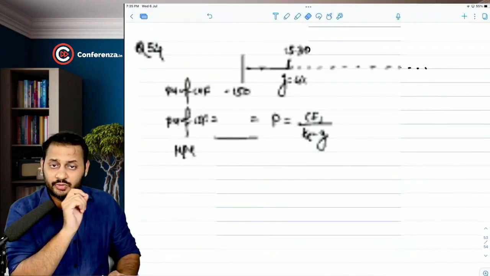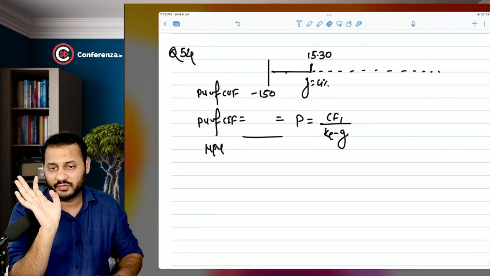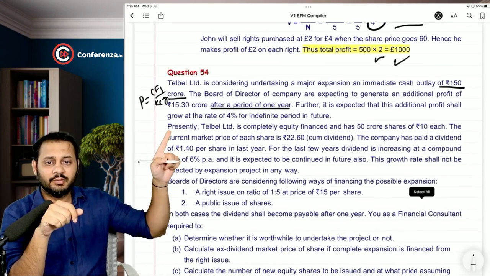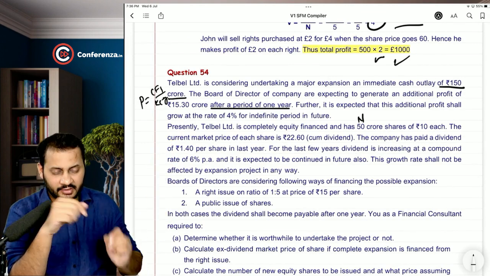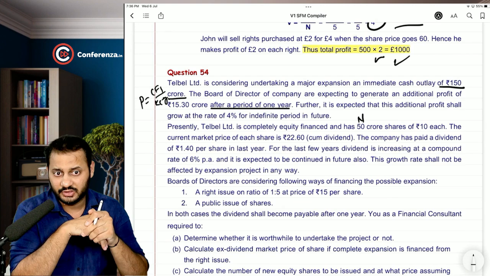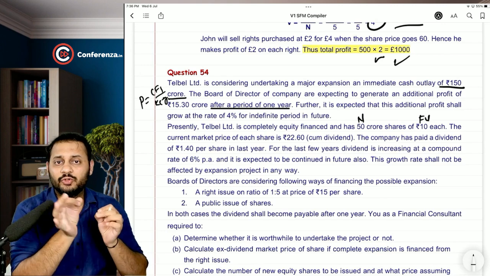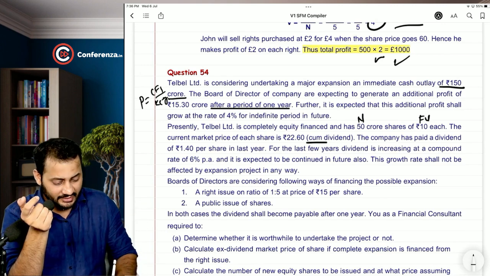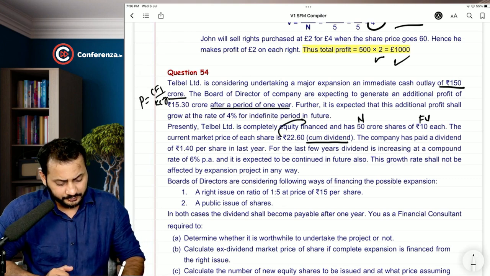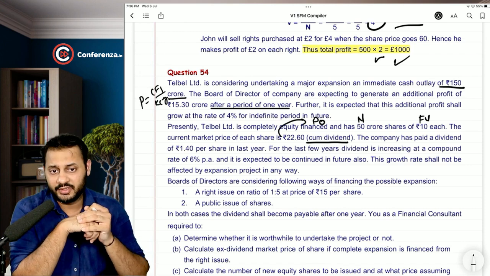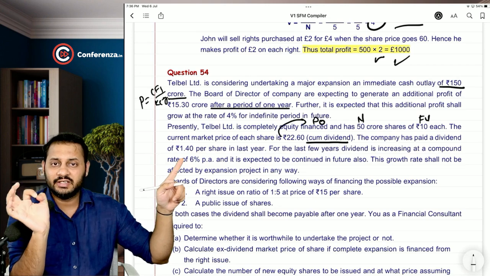Now, the point is to calculate the cost of equity, and the second paragraph will help you to calculate the cost of equity. Have a look. Presently, Telbel Limited is completely equity financed and has 50 crore shares. This will become N, number of existing shares, with a face value of rupees 10 each. The current market price is 22.60 cum dividend. Understand that this is cum dividend. I will just tell you about it. This is P0 but cum dividend. The company has just paid a dividend of 1.40 per share in last year.